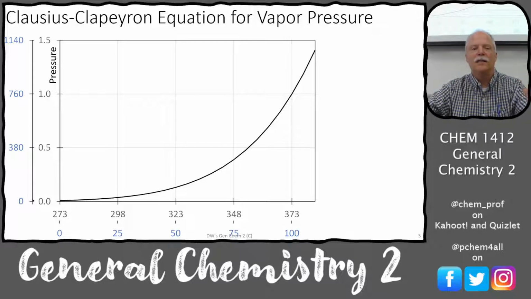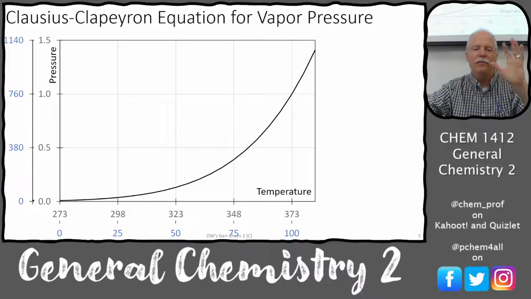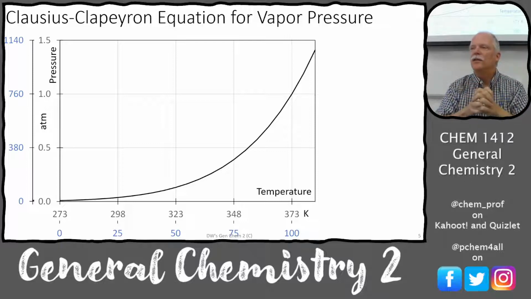The y-axis is pressure still, the x-axis is temperature. I've got it in two different units. So I've kept atmospheres and Kelvin, but I've also added torr and degrees C because those are used a lot as well. Okay.